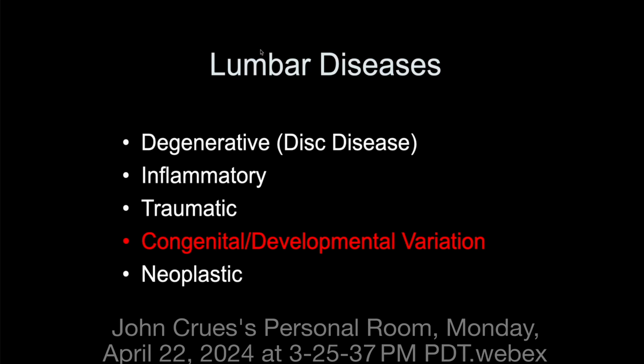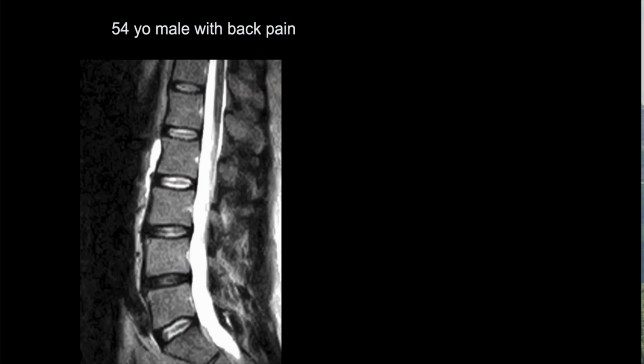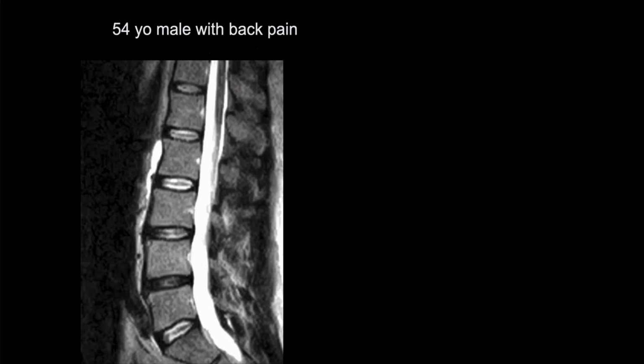Okay, so let's talk about congenital disease. Say, Dan, what do you think of this case? T2 sagittal, 54-year-old male with back pain. T2 sagittal showing me some disc desiccation at the L5, L4-5 level. Okay.